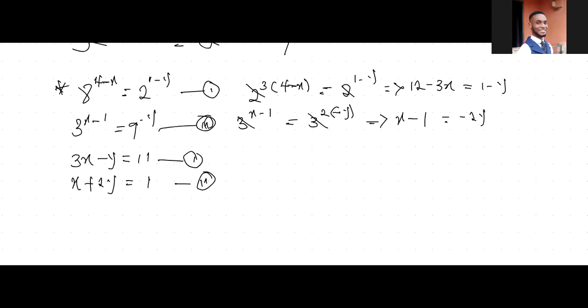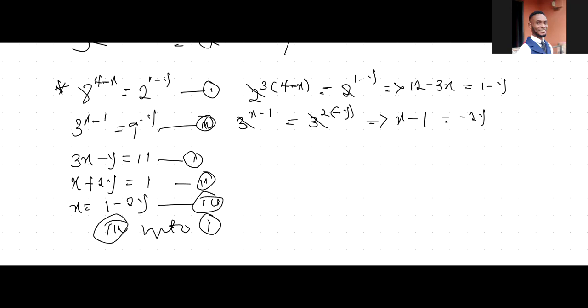There are different ways to solve simultaneous equations. For example, I can simply make x the subject of the formula in equation 2 and insert it in equation 1. So if I make x the subject in equation 2, it's going to be x equals 1 minus 2y. I'll call this one equation 3. Then I'll put equation 3 into equation 1.